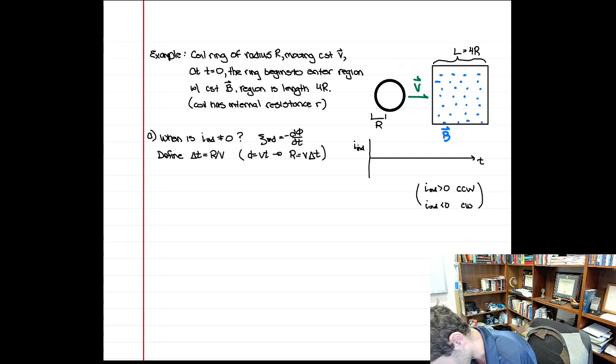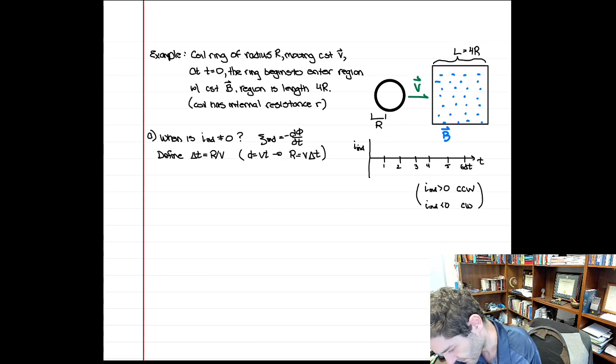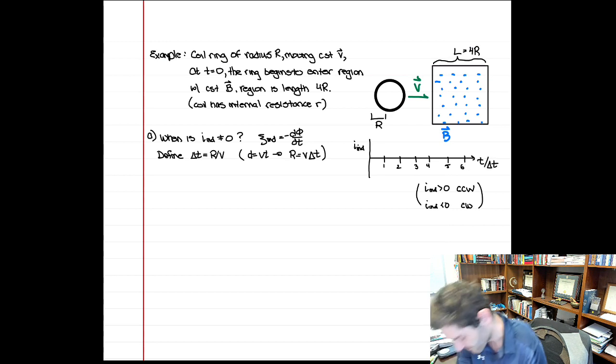So that takes 4, and then there's the enter and exit. So let's see, 1, 2, 3, 4, 5, 6 delta t's. Right here, I'll write that number as 6, and what this axis is plotting is t divided by delta t.